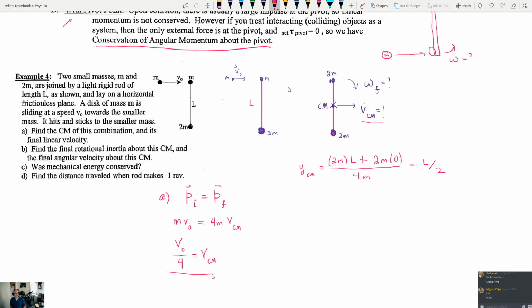And hopefully this makes a little bit of sense. The idea is that the system is 4 times as big as it was to begin with, right? We had one mass with a velocity v initial. Now we have 4 masses, and they have to basically split all of that initial speed. So that's why it's divided by 4.